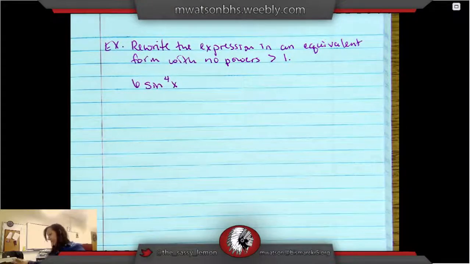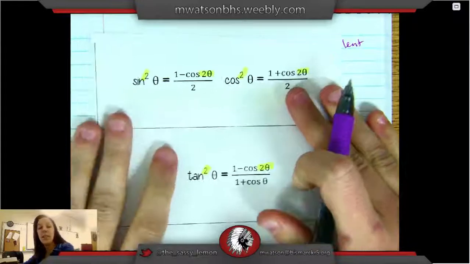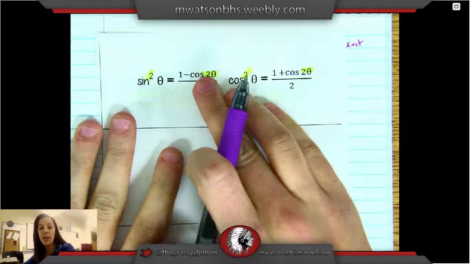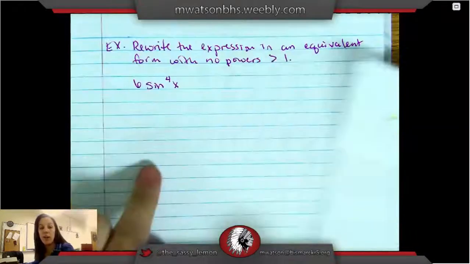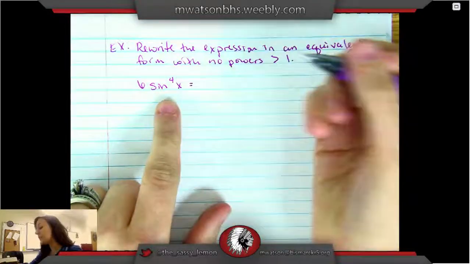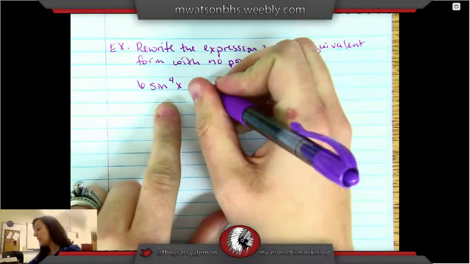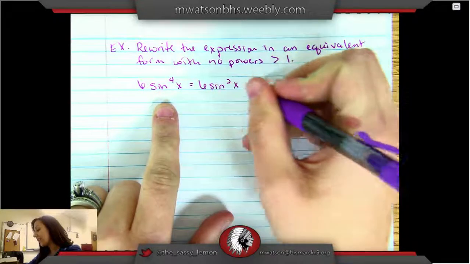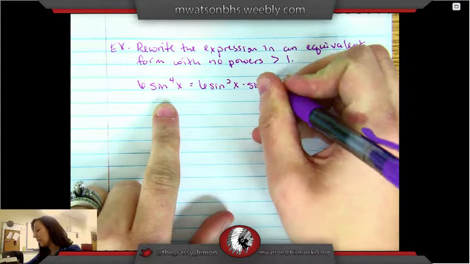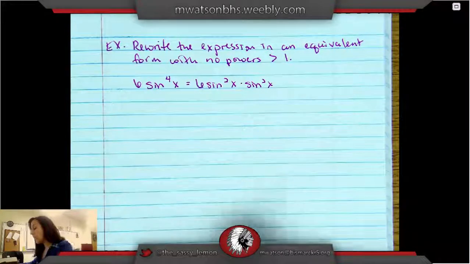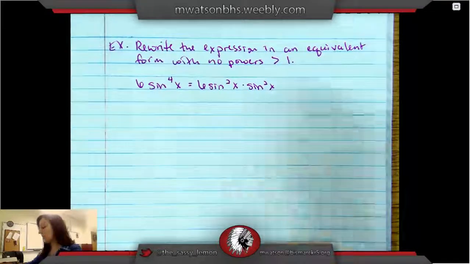Alright, so this is going to be fun. This is going to be quite a mess. So we've got a formula here for sine squared theta, and we can reduce the power to 1 by applying this formula. However, we have a sine to the 4th. So before we even get started, we can't actually do a substitution right now. We need to change this into 6 sine squared x times sine squared x. So now we can substitute.